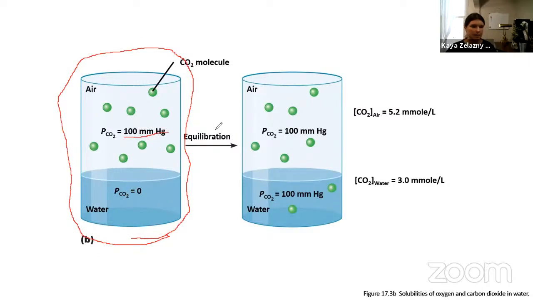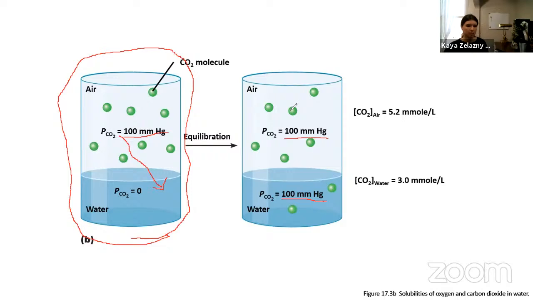So we let some time pass. We know that carbon dioxide is going to flow down its partial pressure gradient. So it's going to flow towards the water until the partial pressure of carbon dioxide is the same in the water as it is in the air. So here we can see they've reached equilibrium.